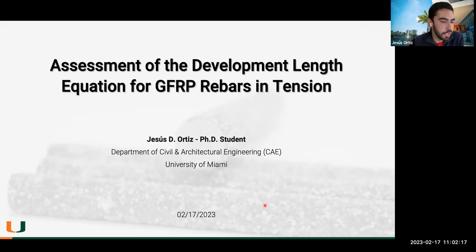So it's a pleasure to be here today to talk to you about one of my studies here as a PhD student under the advisor of Dr. Nani. So the title of today, as Dr. Suraneni mentioned, is Assessment of the Development Length Equation for GFRP Rebars in Tension. I know it's a long title, but don't worry, we will go together to understand the meaning of it. So let's get started.